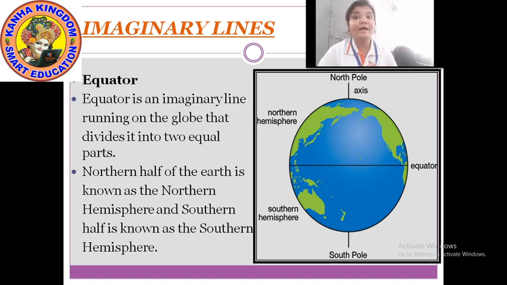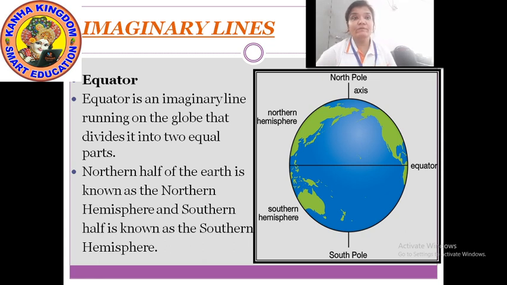And the earth rotates on an axis. That is also an imaginary line. You cannot see this axis or the equator on the earth. If you go into the space, you cannot see these lines there. That's why they are being called imaginary. Imaginary line that divides the earth into two equal halves.